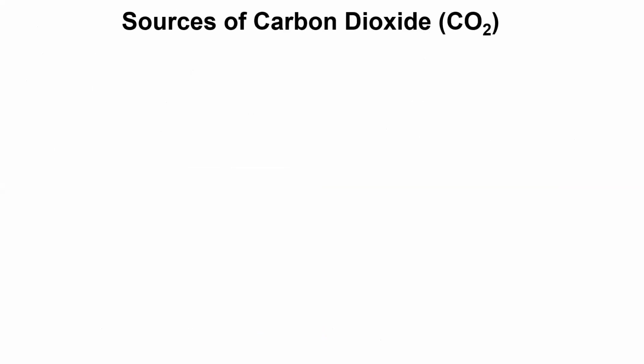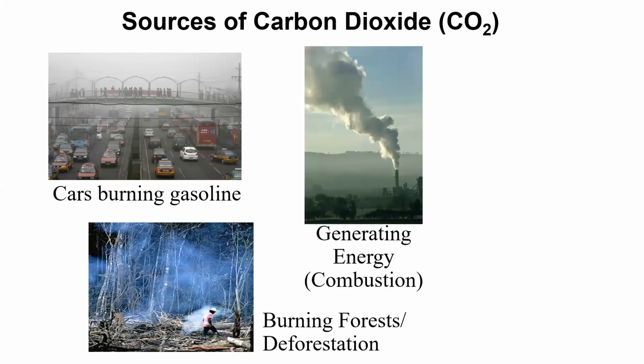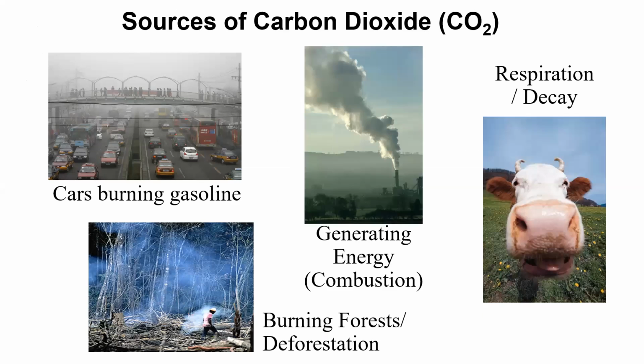It is a problem. And so the sources of carbon dioxide that we have, some of them are just things we can't do anything about. Respiration and decay, they just make CO2. You can't stop breathing to stop making CO2. But there are some things that we can control and we can try to impact our production of CO2 with. And mainly this regards generation of energy.